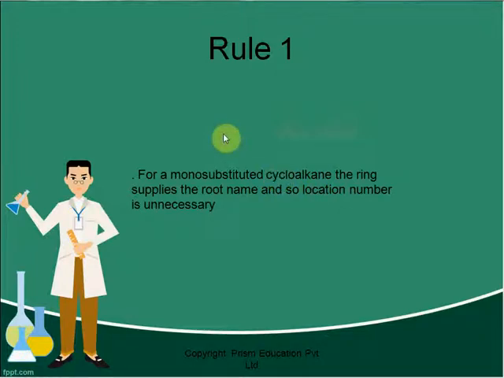So, a couple of rules. For a mono-substituted cycloalkane, the ring supplies the root name and so a location number is unnecessary. Let us say we have only one substituent on the chain. We know that has to be at position 1, so we don't need to write down the number in the nomenclature.